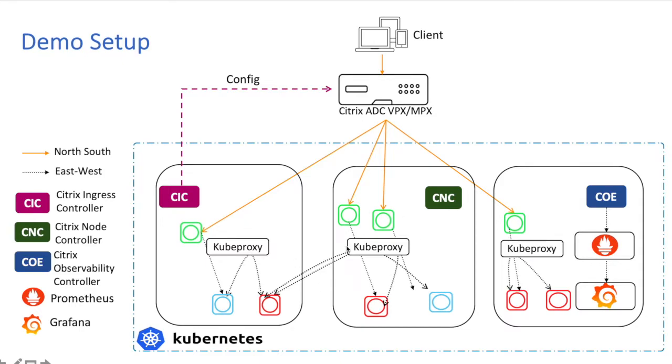So the next product is Citrix Node Controller. This is generally used to configure a networking tunnel between cluster and Citrix ADC VPX when these two are present in a separate network. So the next product is Citrix Observability Exporter. It receives metrics from Citrix ADC VPX, and these can be sent to various endpoints for visualization or analysis.